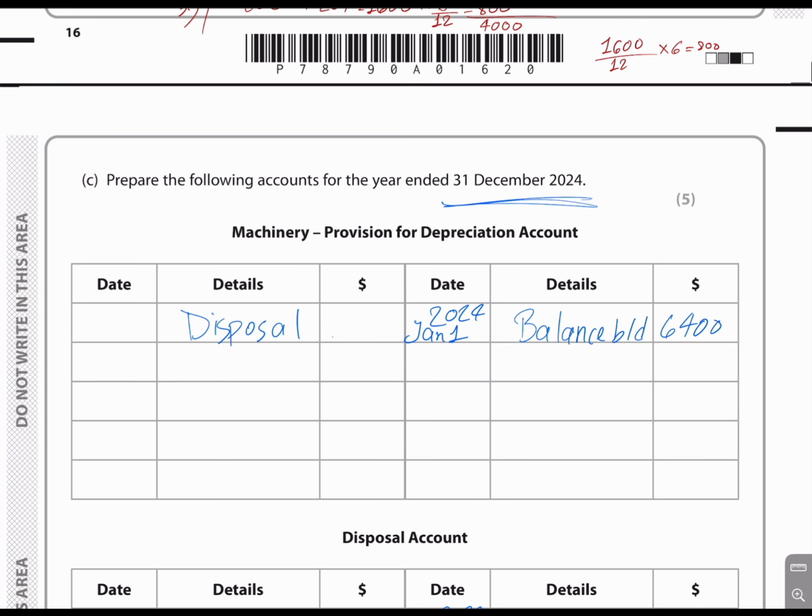Disposal, 4,000. What do we write on the date? It's the last date of the year, June 30, 2024. So we are done with this.